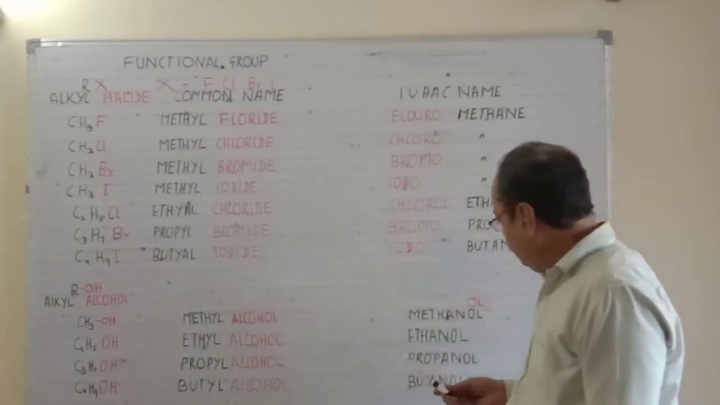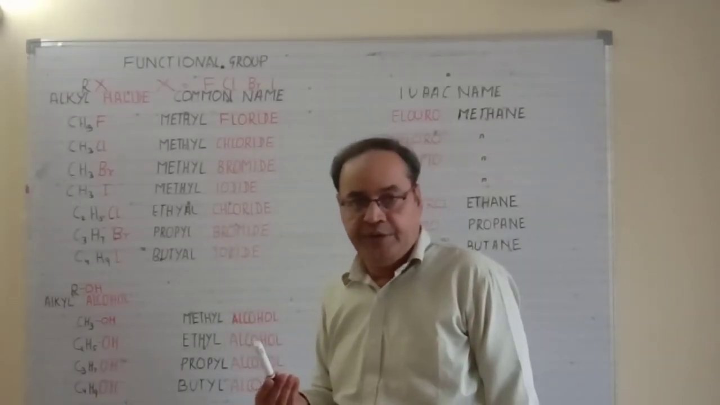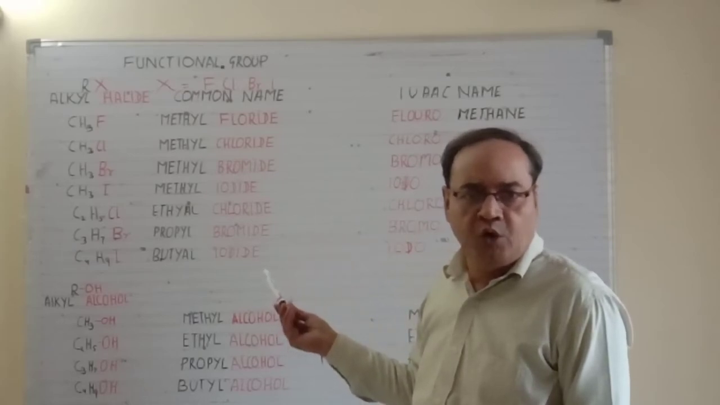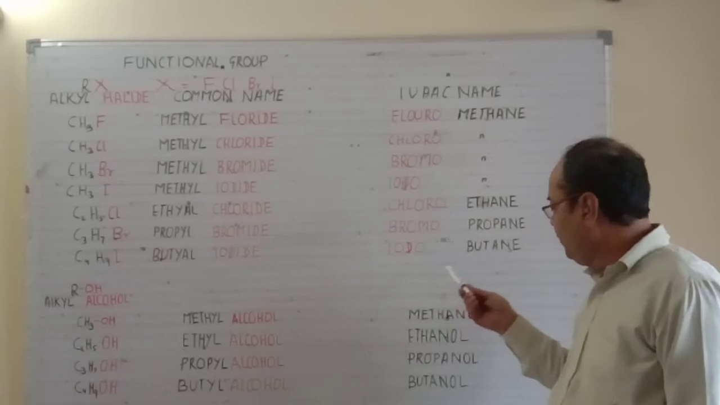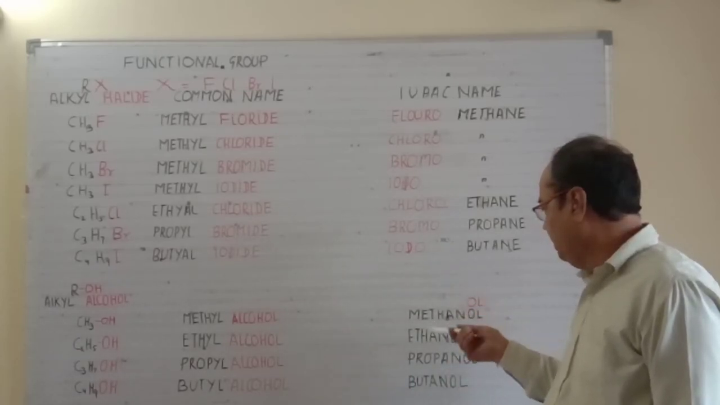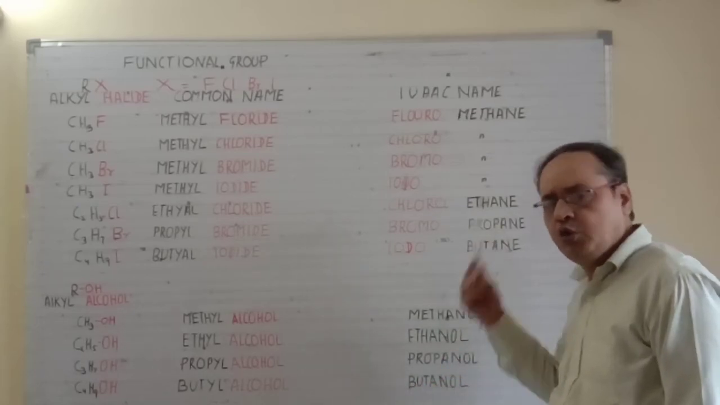So in IUPAC, generally we use the alkane and then the suffix according to the group it belongs to. So alcohol has the suffix OL. With methane, ethane, propane, butane, you can put the OL group. So methanol, ethanol, propanol, butanol, same with pentanol, hexanol, heptanol, and so on you can move it.